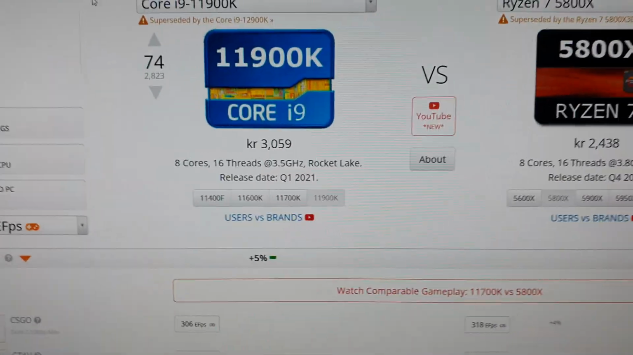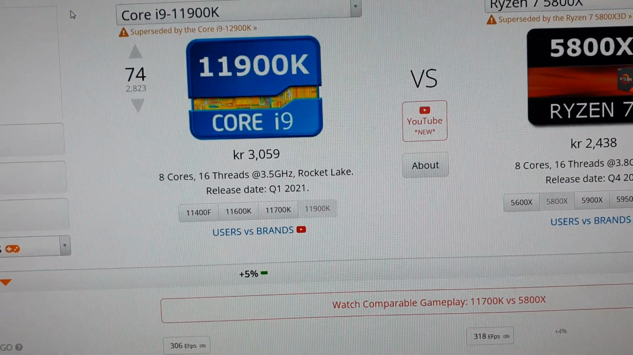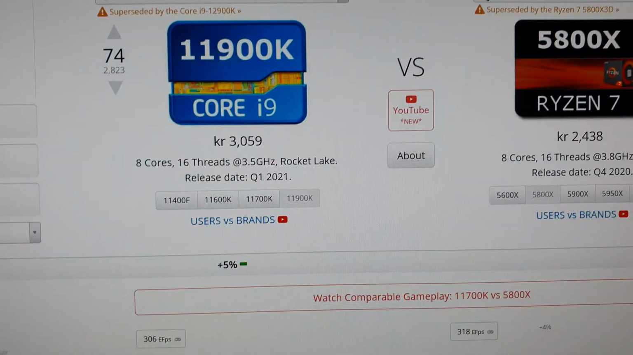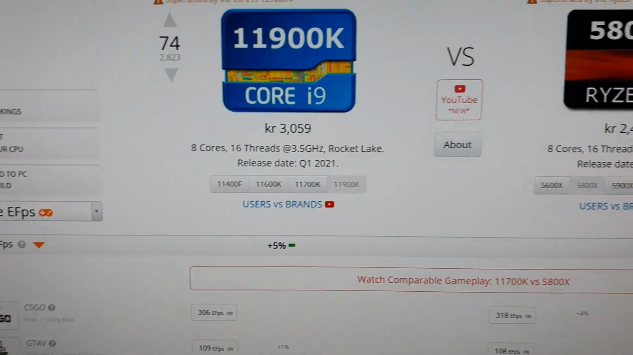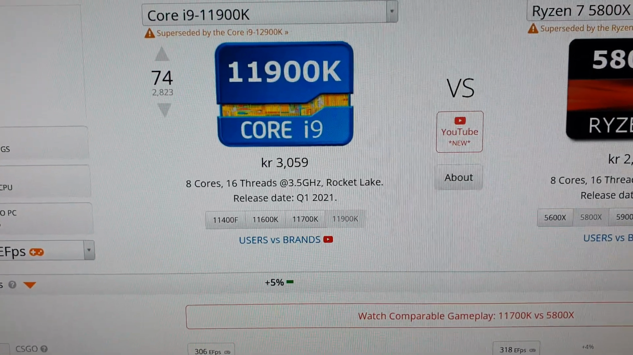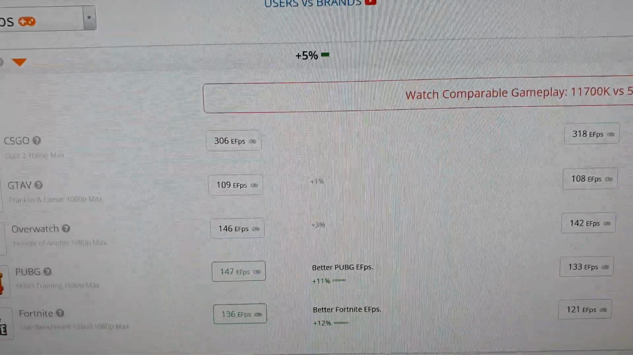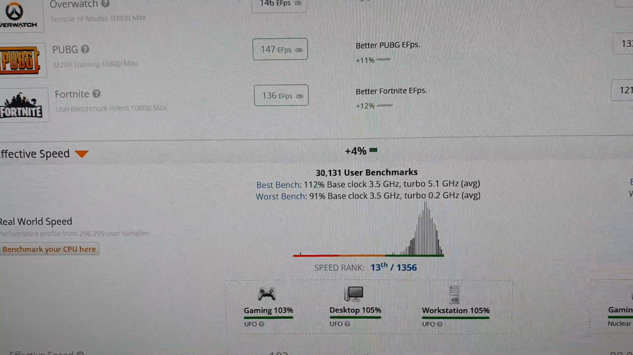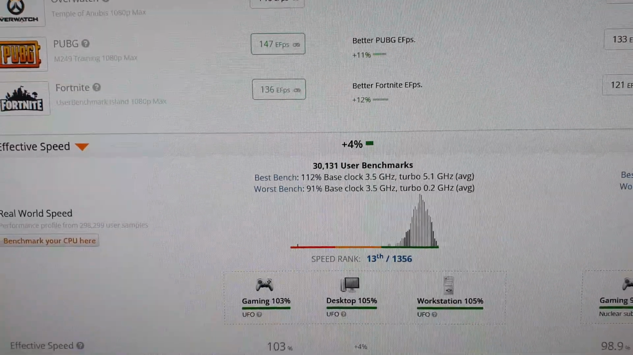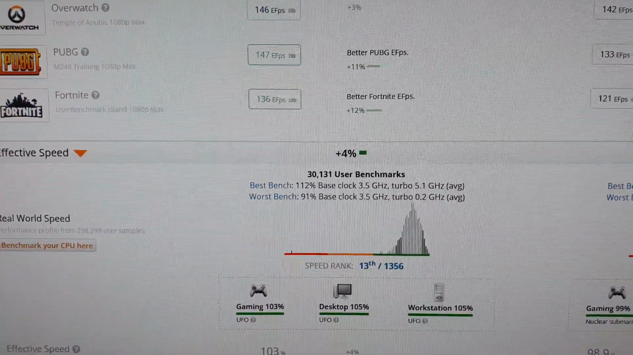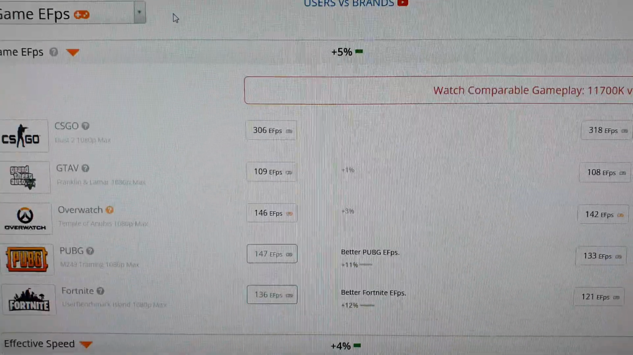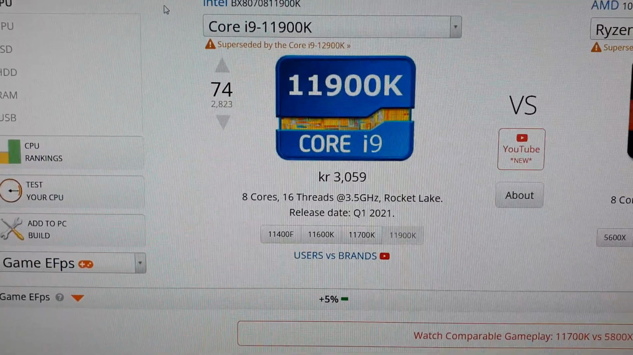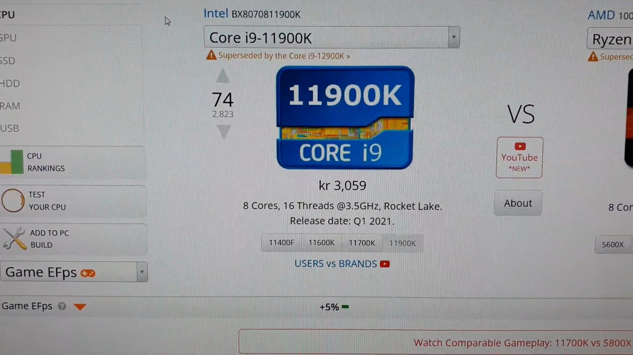That came out later, about 5-6 months later. This is the i9-11900K. And you see here, it's 4% faster than the Ryzen 7. 4%, that's not a significant number. 4% is so little that I would say they are quite equal. They are quite the same.